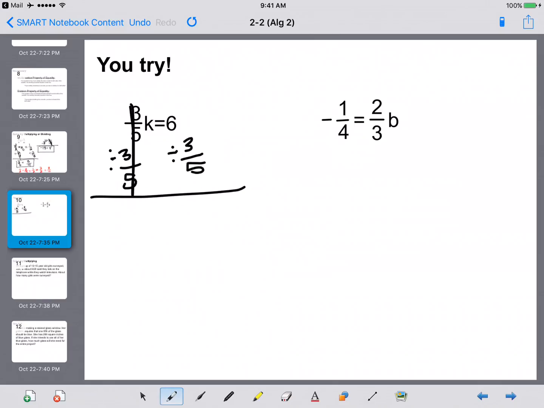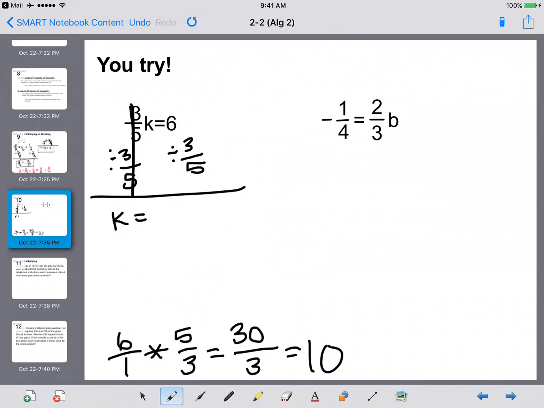Those canceled out, so we have a k. We didn't touch our equal sign. 6 divided by 3/5. That's the same thing as 6 over 1. Switch, and flip. 6 times 5 is 30. 3 times 1 is 3, which is 10. So k equals 10.